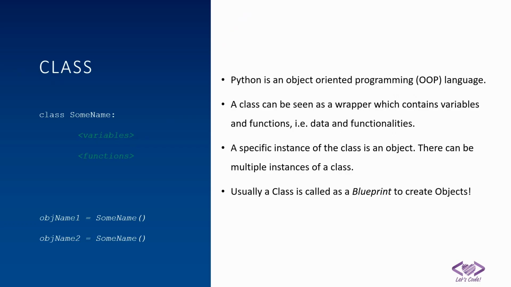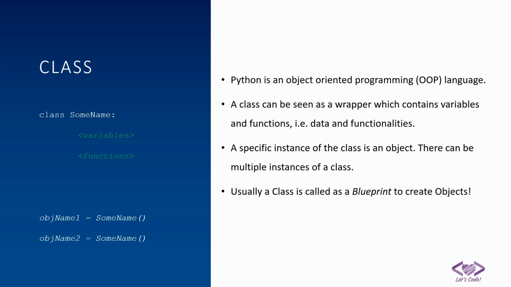So first, let's try to understand what classes are. People who are coming from other object-oriented programming languages like C#, Java or C++ might already be familiar with this. People who are new to programming need to understand that a class is a kind of wrapper. In simple terms, it is a wrapper which contains variables and functions together. That means the data and the functionality are wrapped together into one capsule, and that is called a class. A class can have multiple instances, and each instance is called an object.